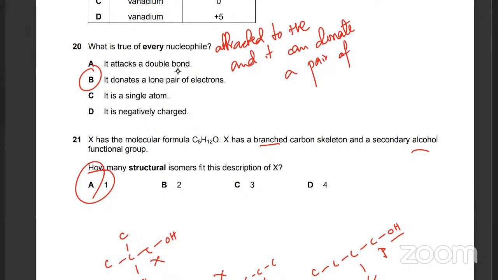Now, NH3 is one example. It's not negatively charged, although a lot of nucleophiles are negatively charged. The OH⁻ is negatively charged. The CN⁻ is negatively charged, but not every one of them is negatively charged. So this one is not entirely true. Is that clear?